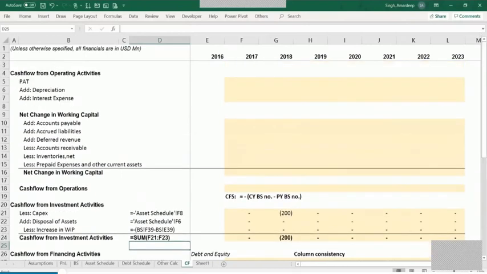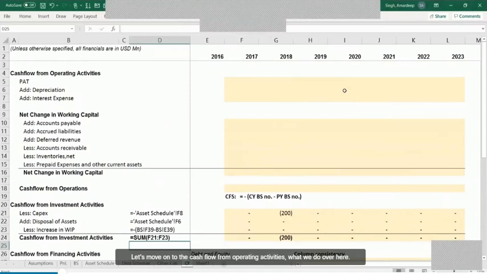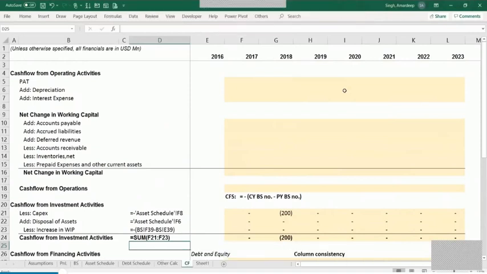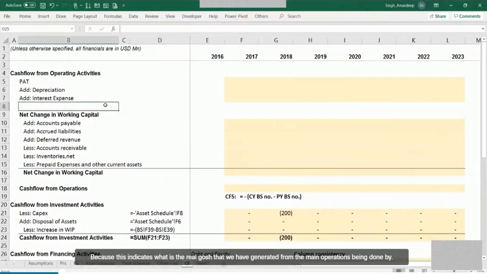All right, I think we can move on then. Let's move on to the cash flow from operating activities. What we do over here in the operating activity is pretty interesting because that's where the core of the cash flow statement lies. Because this indicates what is the real cash that we have generated from the main operations being done by this company. So if I'm doing some business, I'm generating sale, I'm incurring expenses, what is the net cash that I'm generating? That gets reflected in this particular block.